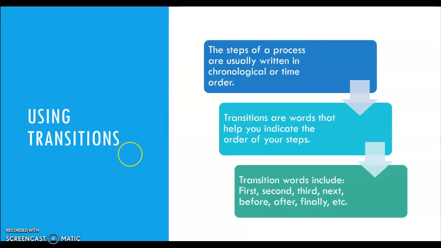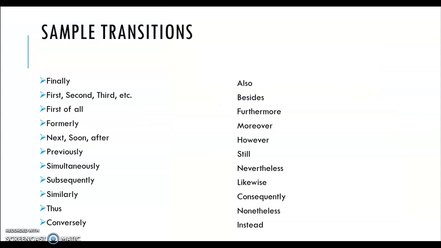Using transitions. Now, this is a big piece of pretty much process essay reflecting, okay? The steps of a process are usually written in chronological or time order, right? So your transitions are words that help you indicate the order of your steps. Transition words include first, second, third, next, before, after, finally, etc. So all these are good ways to kind of transition into what you're trying to say.